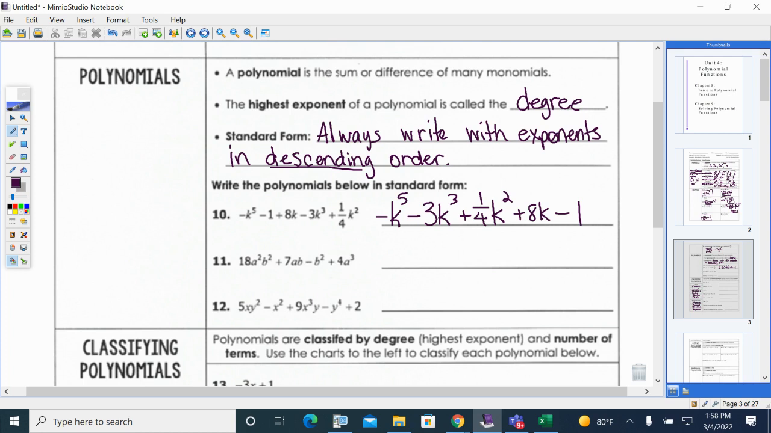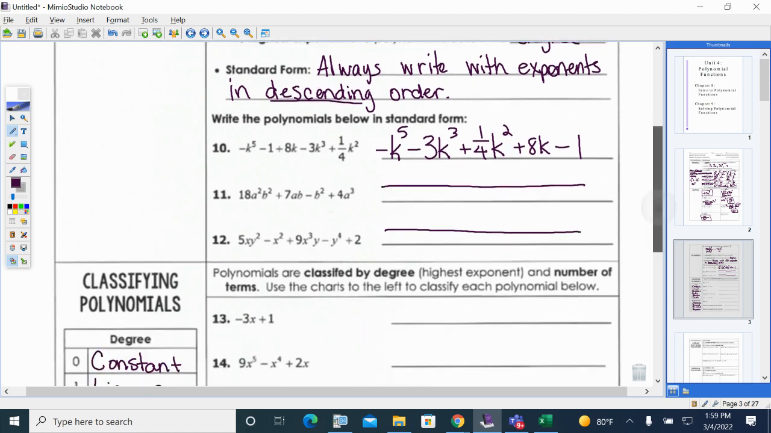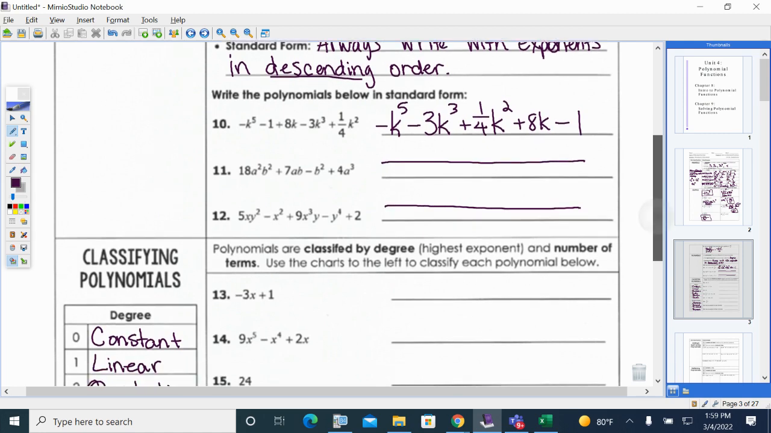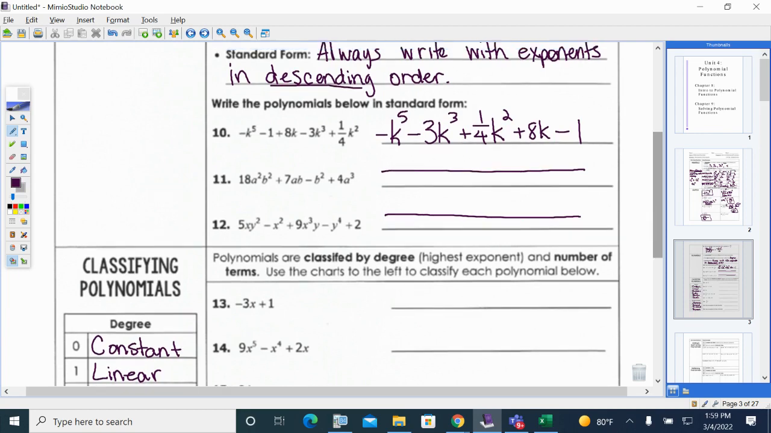On 11 and 12, I feel like these are bad questions. In my opinion, we cannot put the polynomials in order in any kind of standard form because there are too many variables. The person who created this, I disagree with their thought process behind number 11 and number 12. So just FYI, if there's more than one variable, order doesn't matter.